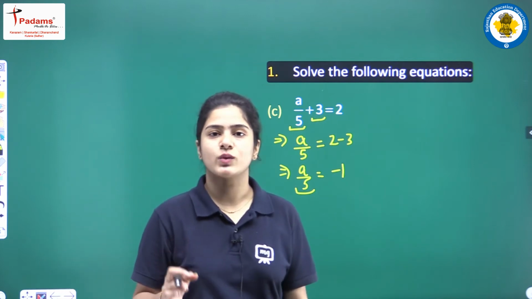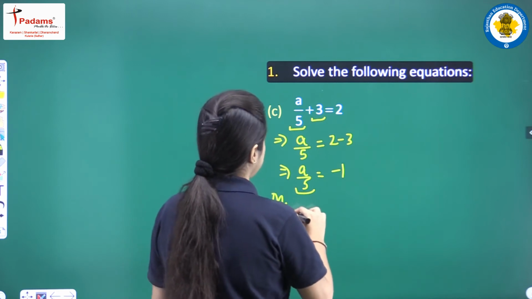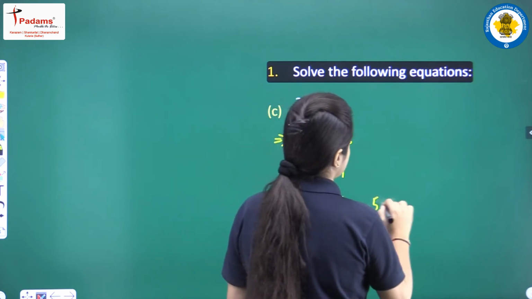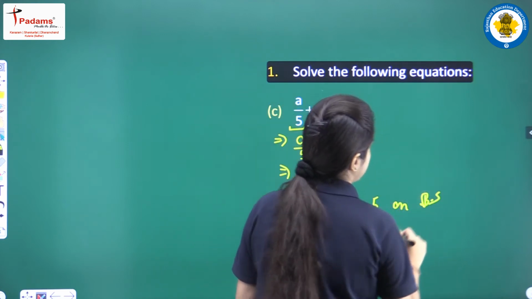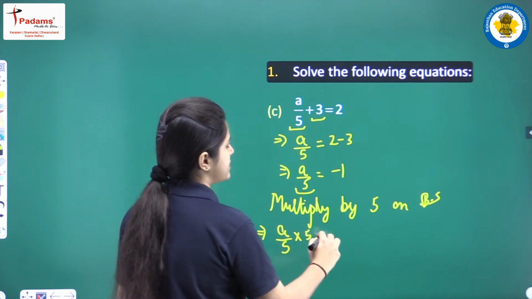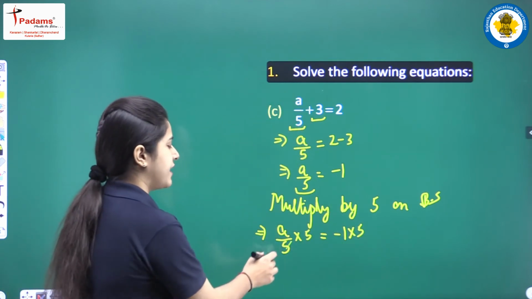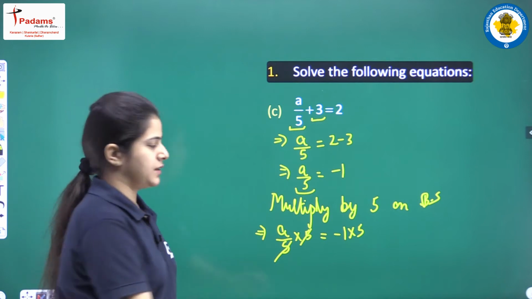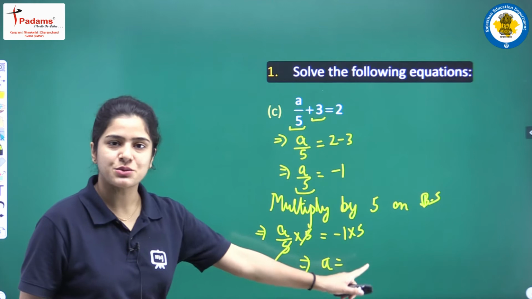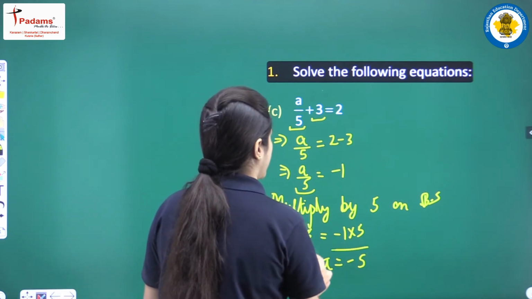Now, this 5 is in the division with the variable. So, to eliminate this 5, you will multiply by 5 on both the sides. Okay, students. So, multiply by 5 on both sides. Right, students. So, A upon 5 into 5 is equals to minus 1 into 5. Right, students. Now, this 5 will be cancelled out by this 5. Okay. What we got? We got A, and this A is equals to minus 1 into 5 is equals to minus 5. Okay. This is the required result.